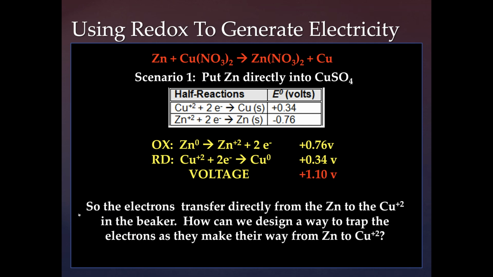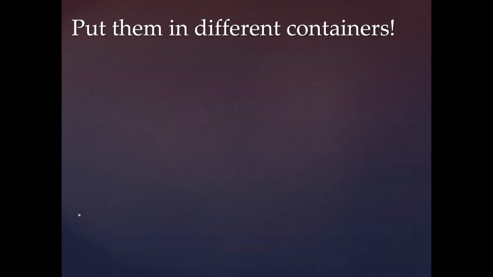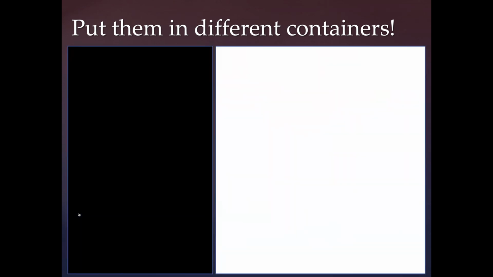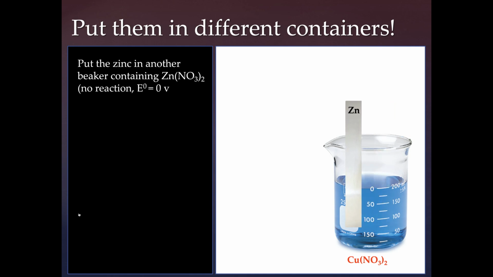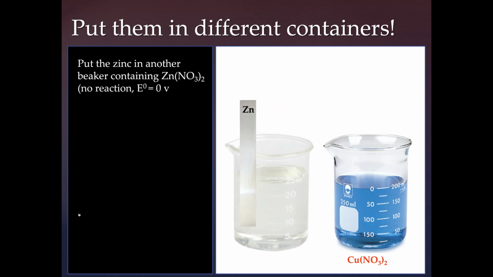So what we need to do is design an electron trap. Here's what we can do. Put the zinc and the copper ions in different containers instead of trying to react them together. So let's take this zinc strip and take it out of the copper nitrate and put it instead into a beaker containing zinc nitrate.